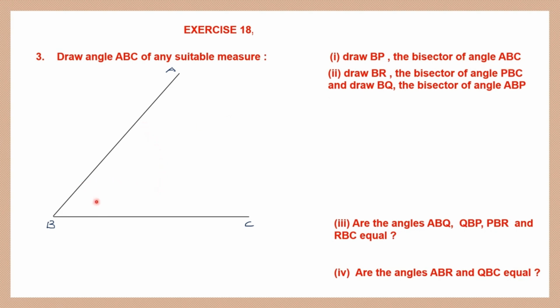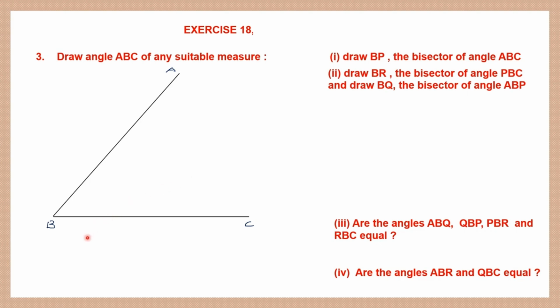Now if this angle is 60 degrees, bisecting means we're dividing it into two equal halves. Each half will be 30 degrees. Whatever your measurement is, half of that will be the bisected angles. So to draw a bisector means dividing it into two equal halves.